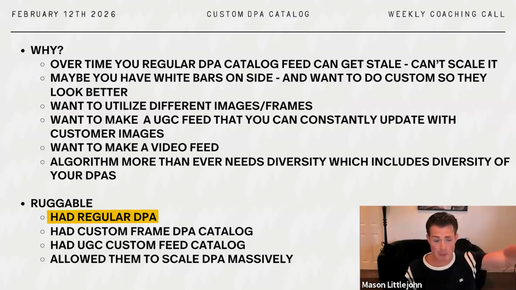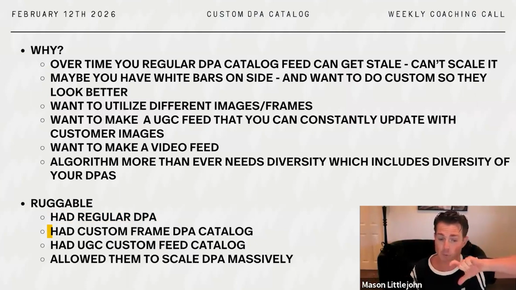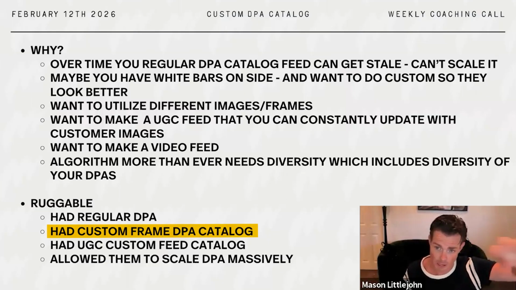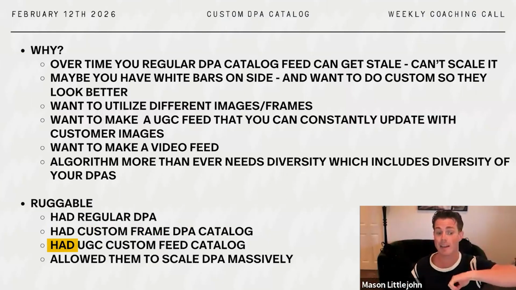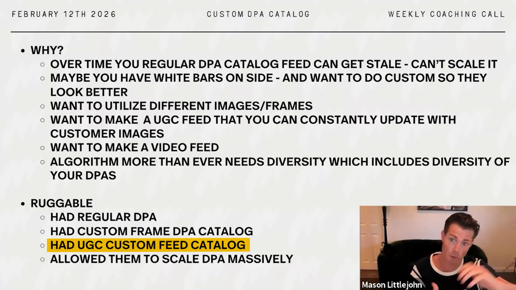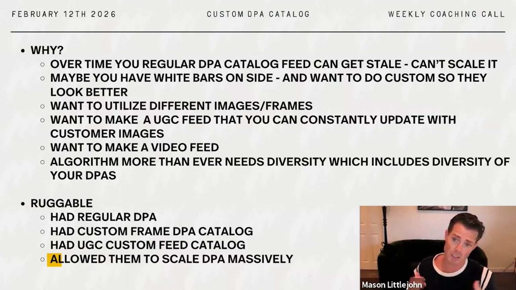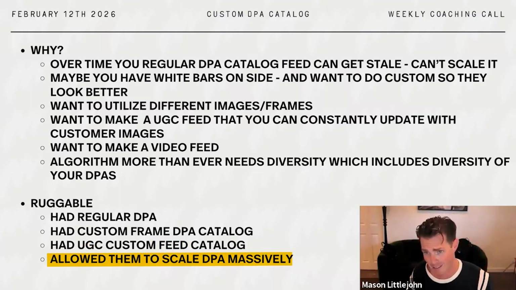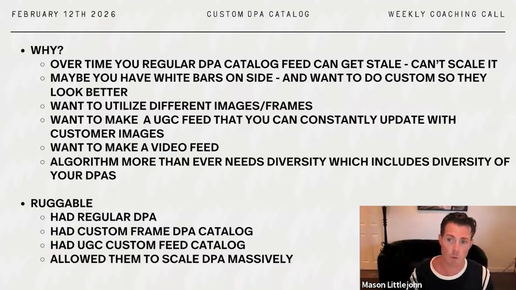We had a regular DPA, and then we added a custom frame DPA catalog, which again has treatments over your images. Then we made a UGC custom feed catalog, which is what we're about to do right now. And this allowed us to scale DPA massively because again, we were giving the algorithm a ton of diversity. And again, we were constantly updating these things.